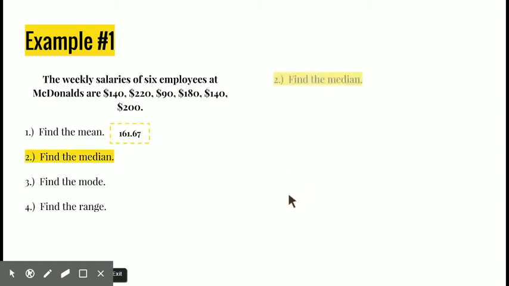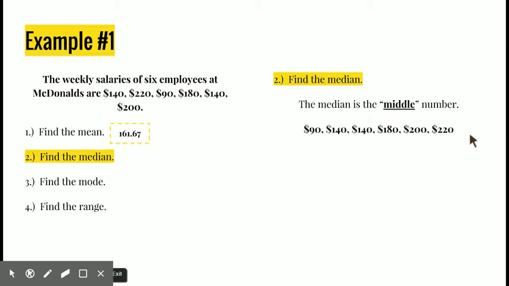Now the median is the middle number. And you can't just find the middle number based upon how they're organized now. You have to order them from least to greatest. So you have to find the smallest number, which is 90, and then write that down, and then write down the next smallest number, all the way up to 220. So as you can see, I put these in numerical order from least to greatest.